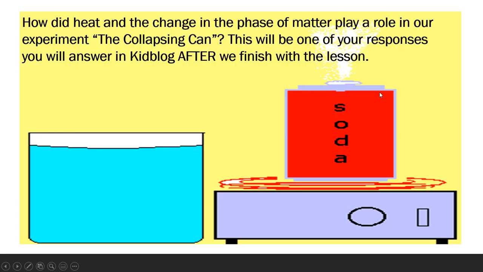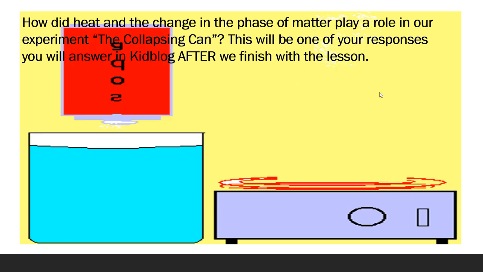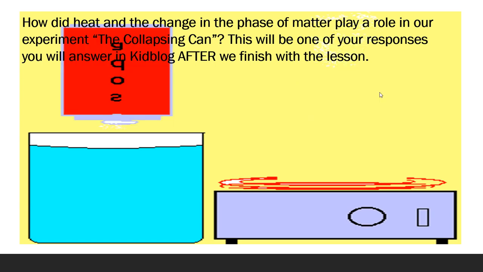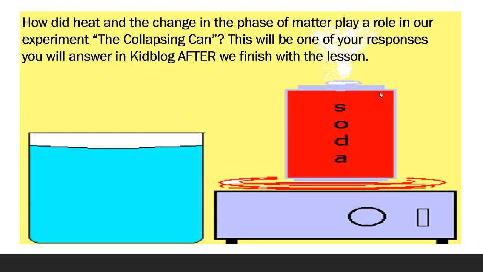Vaporize. Now let's think back. Let's draw back from the first experiment that we did, which was a collapsing can. How did heat and the change in the phase of matter play a role in our experiment, the collapsing can?